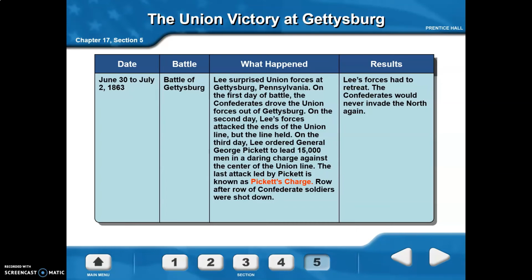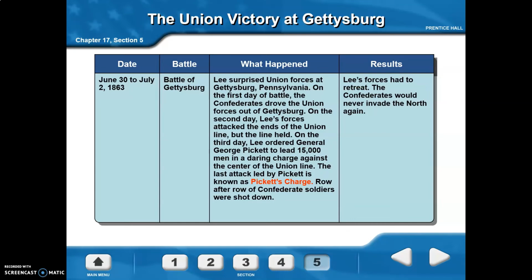The third day, Lee was like, let's try one more time. So he ordered General George Pickett to lead what's called Pickett's Charge. He had George Pickett lead 15,000 men in a daring charge against the center of that Union line. And the Union line was along this hill all the way to Cemetery Ridge. It was a nice line, and they were staying put.